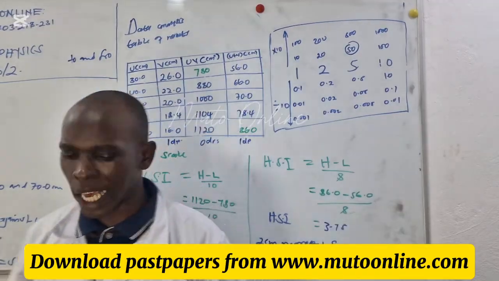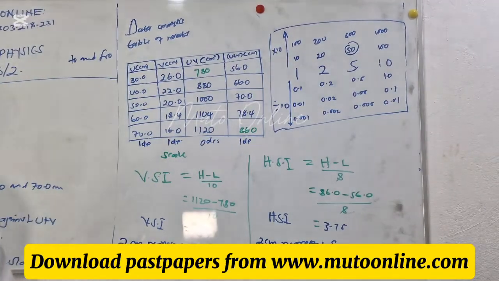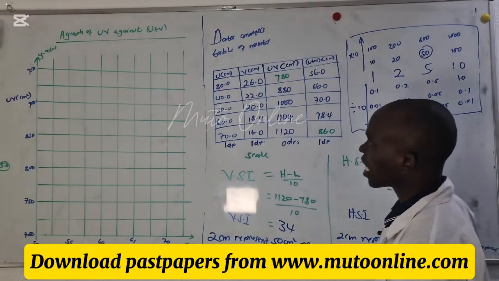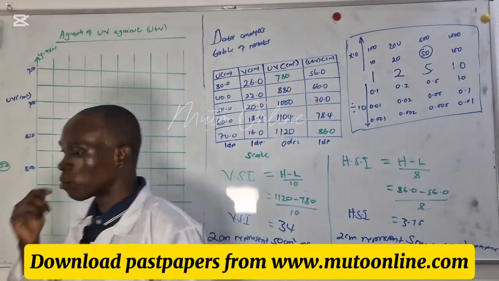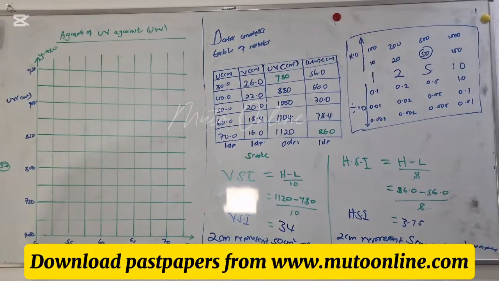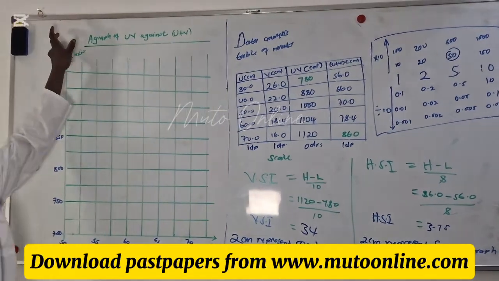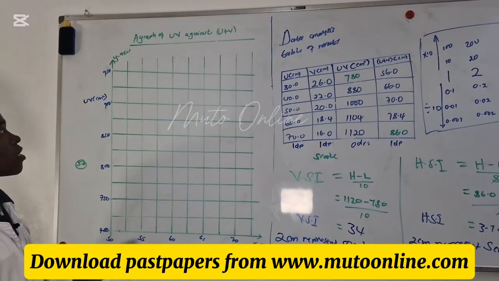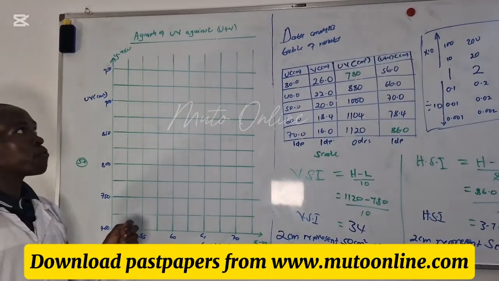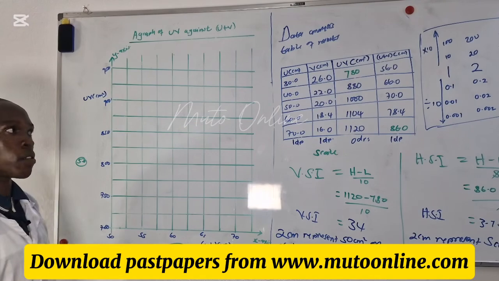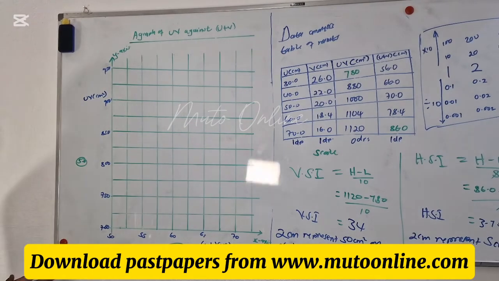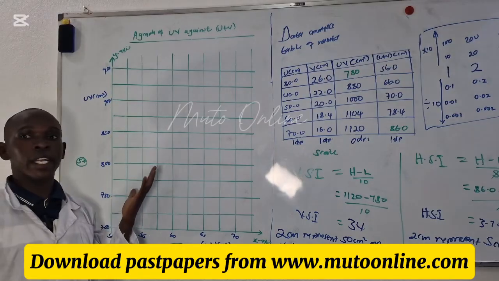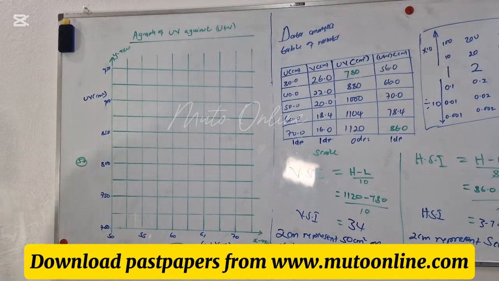After getting the scale, now we come to graphing. The graph should have a heading, and in this case, the heading will be a graph of UV against U plus V. After writing the heading of your graph, you now need to organize your Cartesian plane.